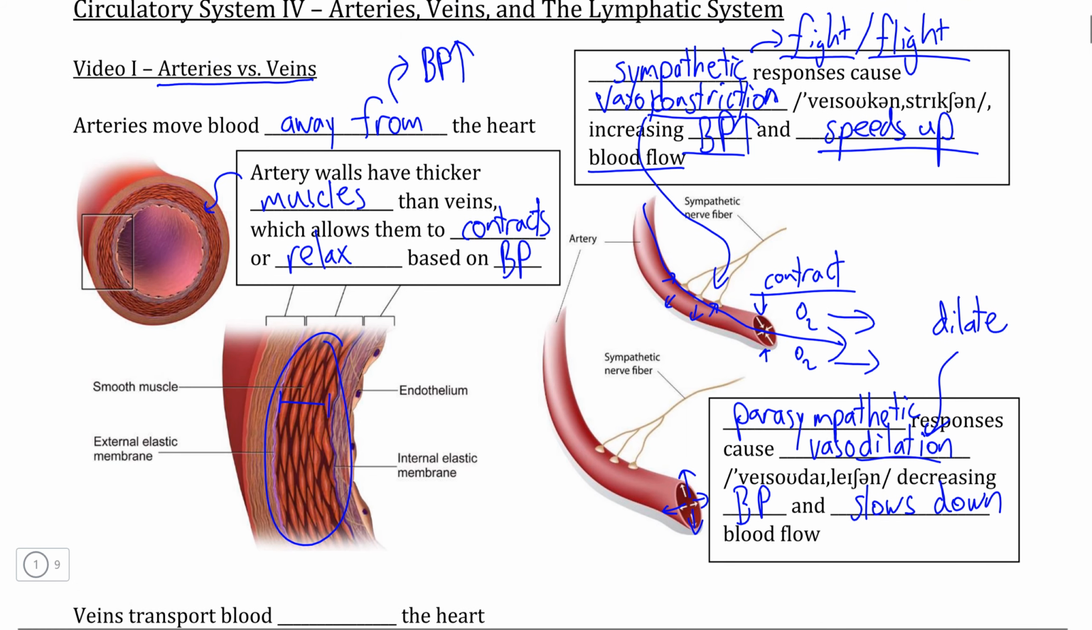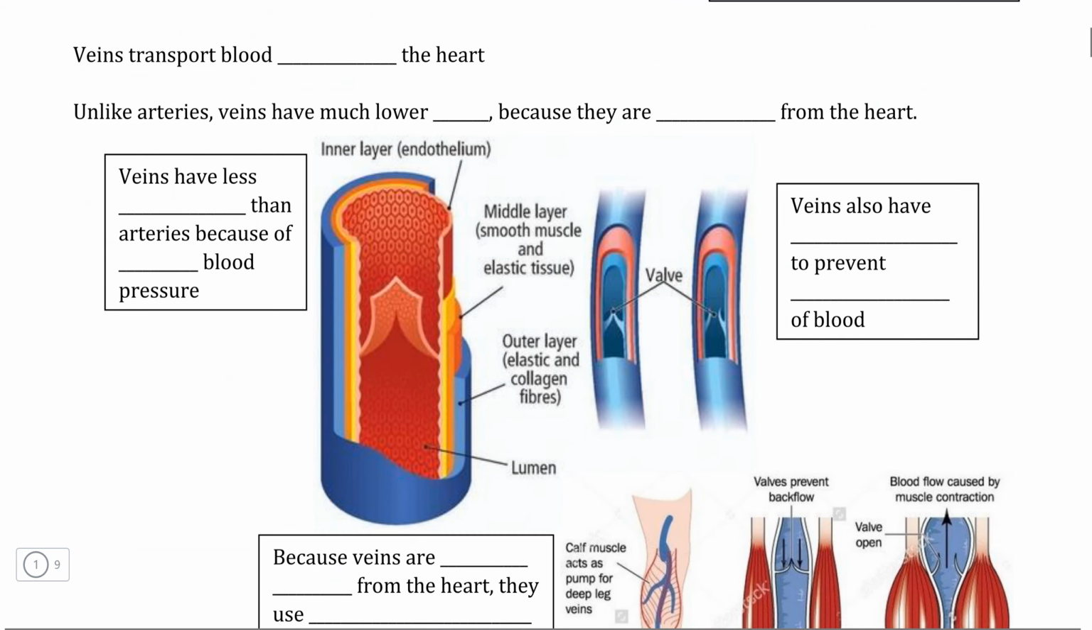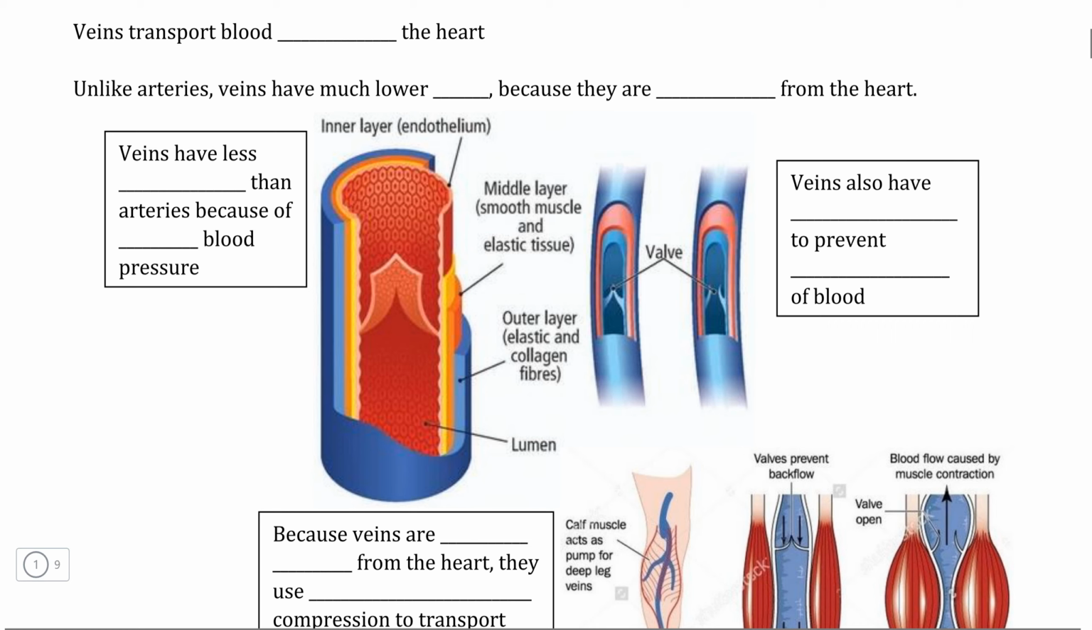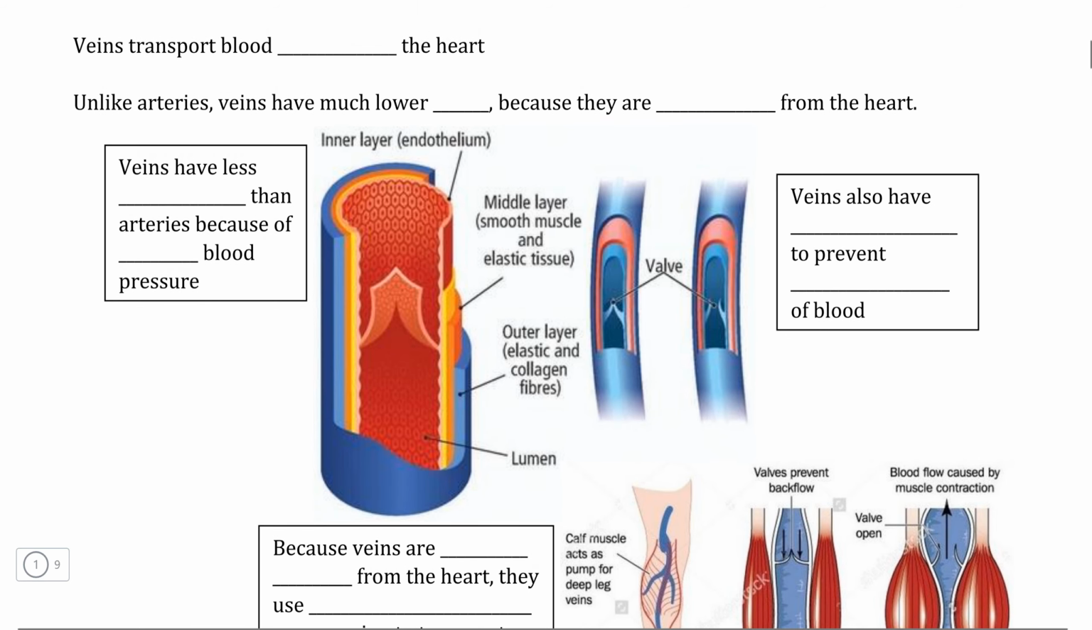Now, this flexibility, both in terms of their literal flexibility of being able to relax and contract, and their flexibility of function to speed up or slow down blood flow, is unique to arteries, because veins, as we can see, have a much different structure. Most notably, their muscle layer is much smaller.